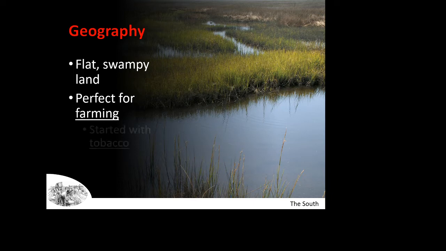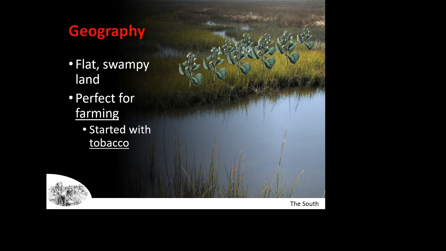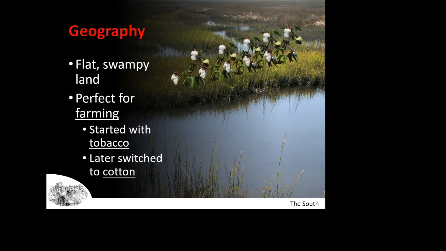When America was first founded, it started with tobacco. Tobacco was grown all over the South. It was a very easy plant to grow. The climate was perfect for it, and it was very valuable. Eventually, tobacco was switched to cotton. So at this time, leading up to the Civil War, cotton is very valuable. It's a very easy plant to grow in the South. And so that's Southern geography. Moving on.